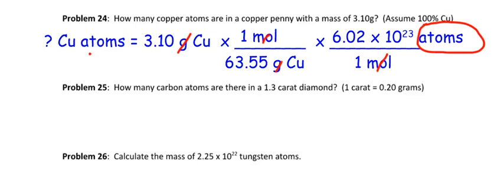So now it's time to get out our calculators. So what is 3.10 divided by what? It's in the denominator. Divided by 63.55. Now this is on top, so I'm going to times 6.02. Hey, what button comes next? EE 23. And when you get done, what do you get? Well, I got this, 2.94 times 10 to the 22nd atoms.